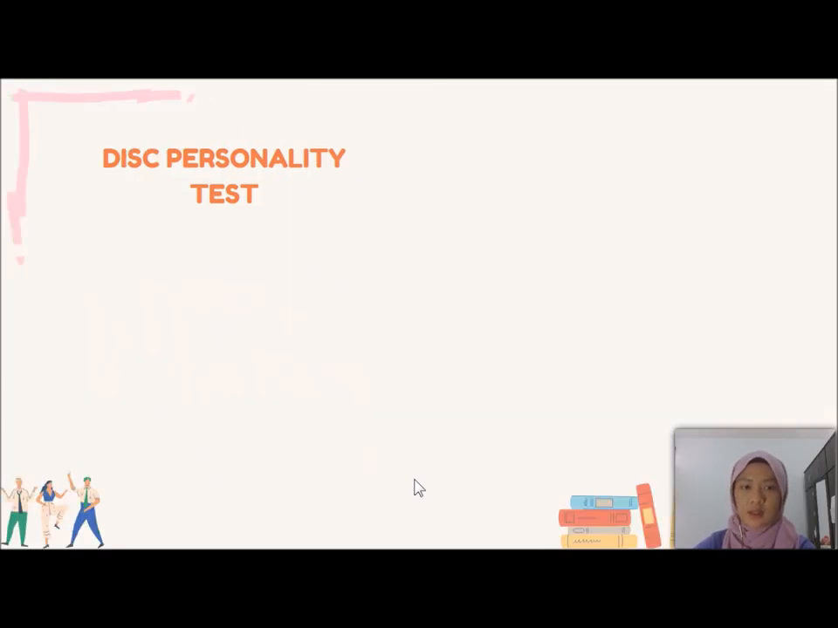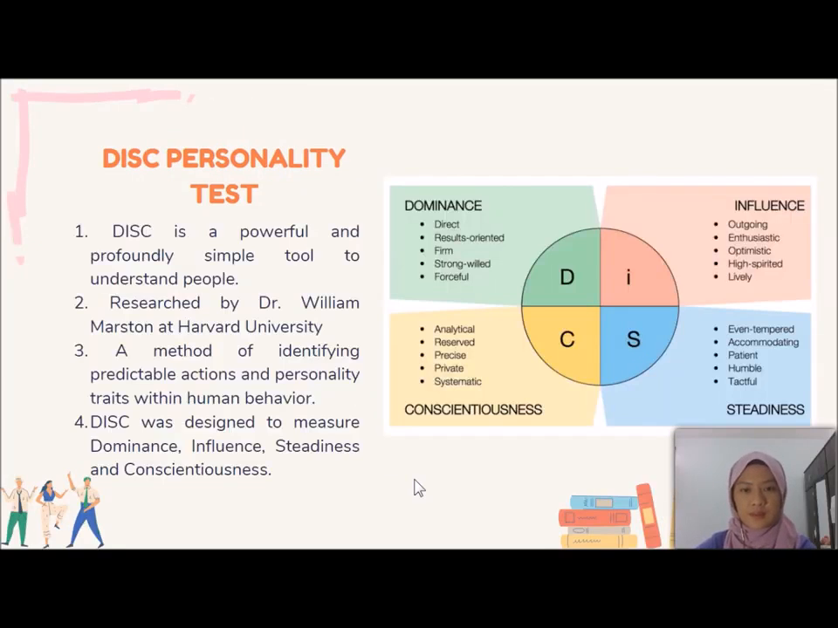Next is the DISC personality test. This is a powerful and profound simple tool to understand people. It was researched by Dr. William Marston at Harvard University. It is a method of identifying predictable actions and personality traits within human behavior. This was designed to measure dominance, influence, steadiness, and conscientiousness.